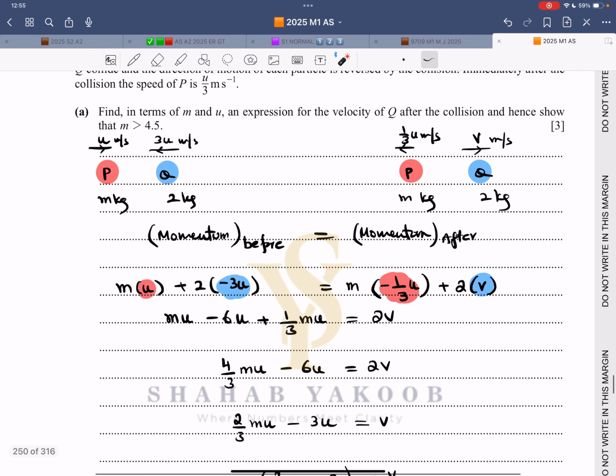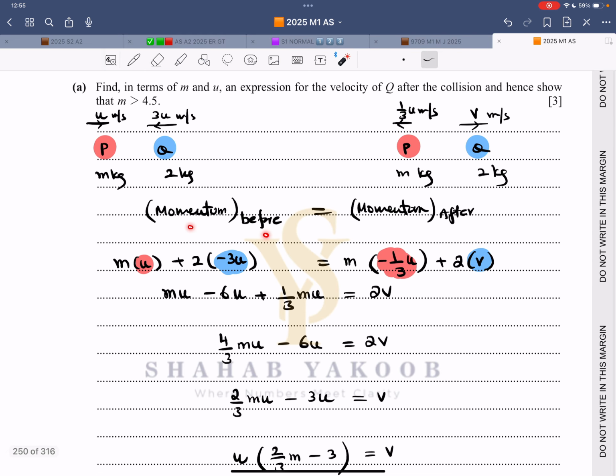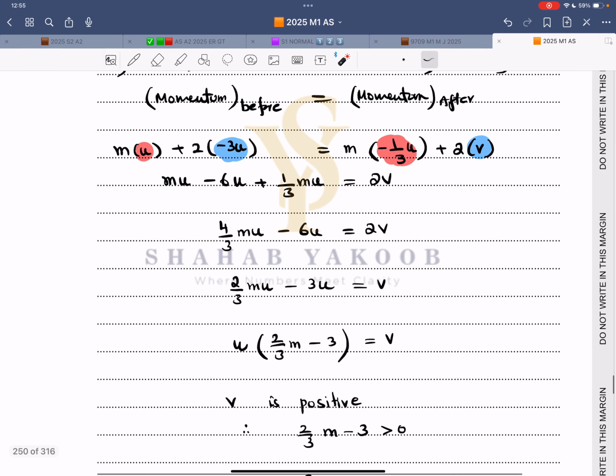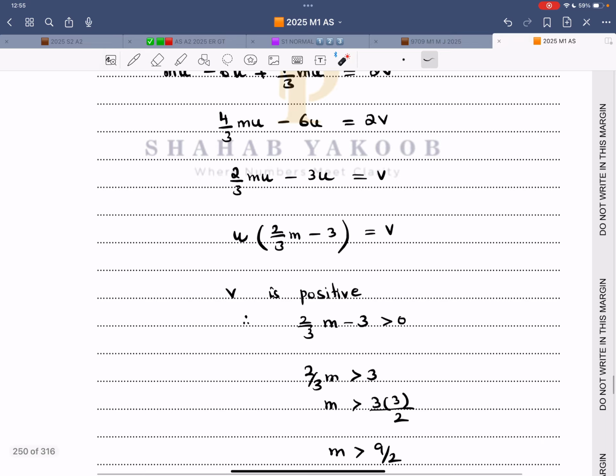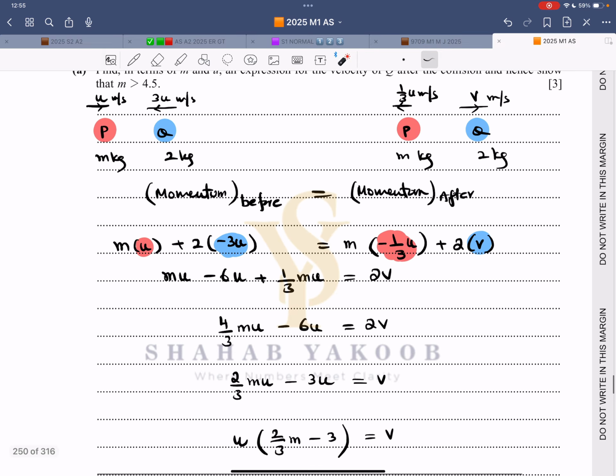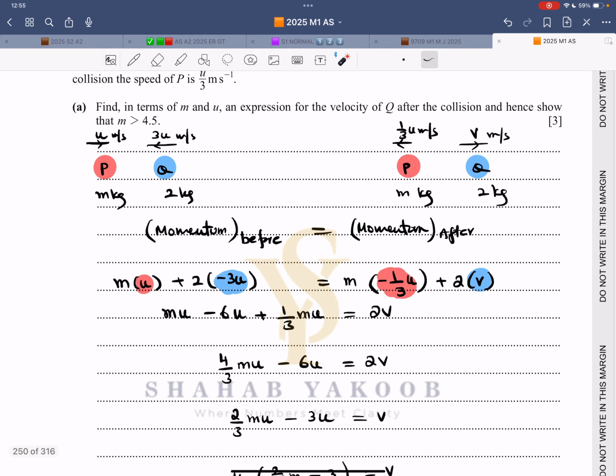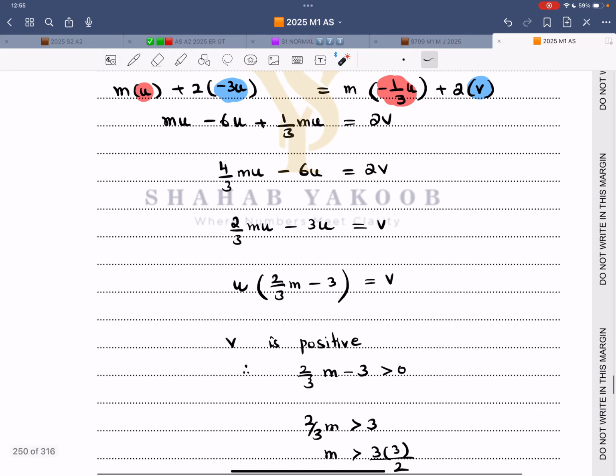Okay, nice question. Momentum before and momentum after collision is the same. M into U, plus 2 into -3U, equals M into -1/3 U, plus 2 into V. Simplify, and we get this. V is this much. So the expression for the velocity of Q is this thing. Let me highlight this. That is the velocity equation.